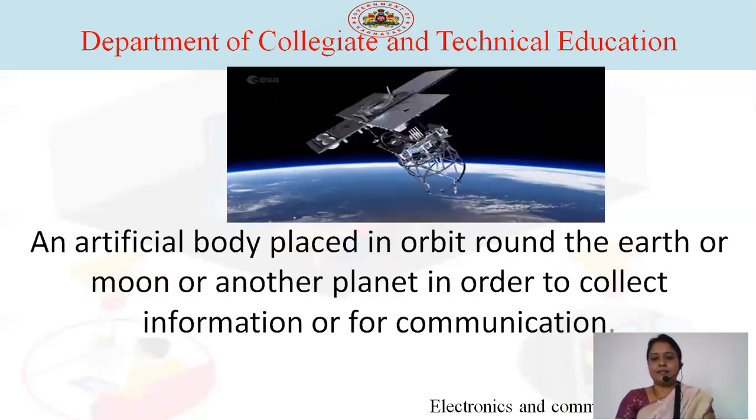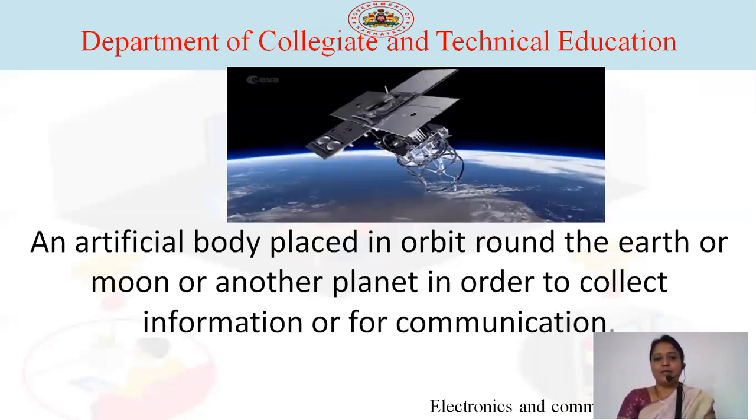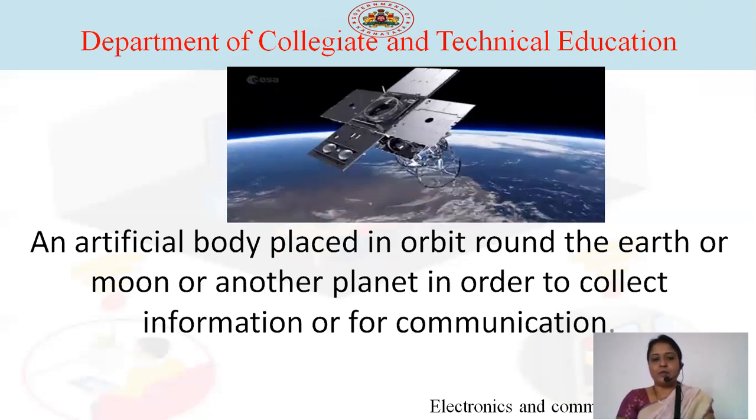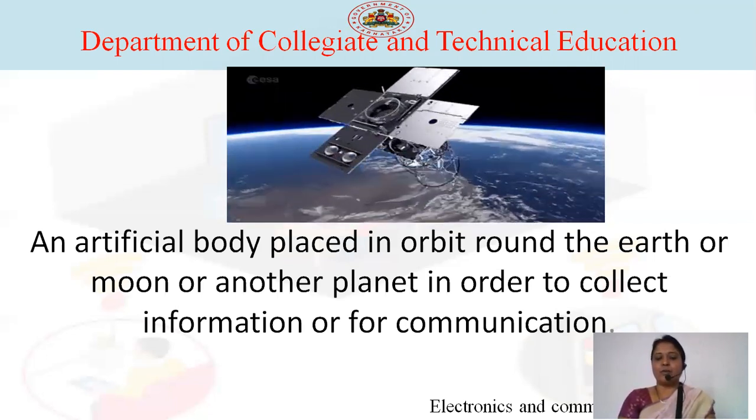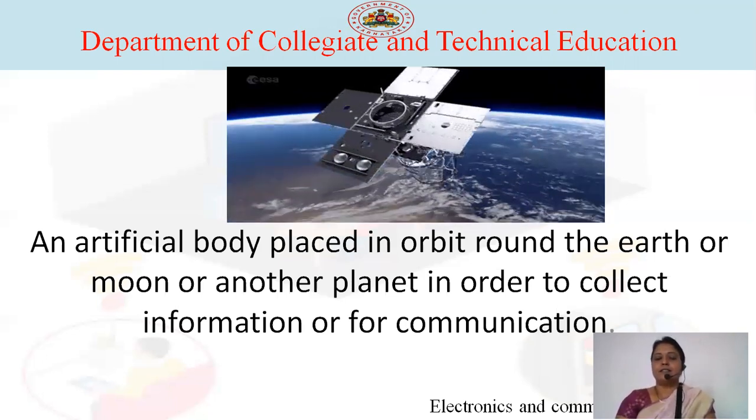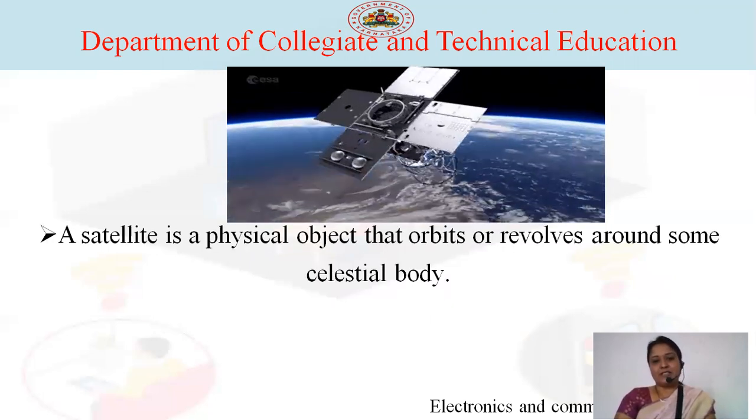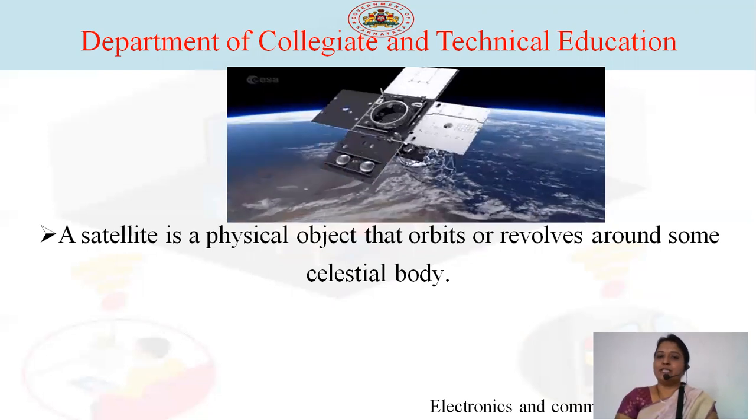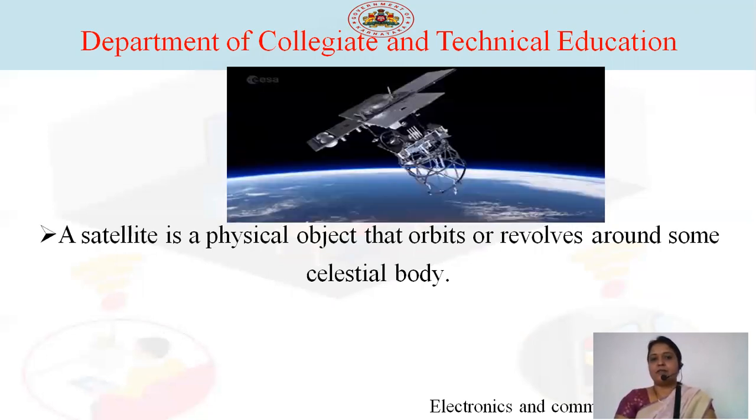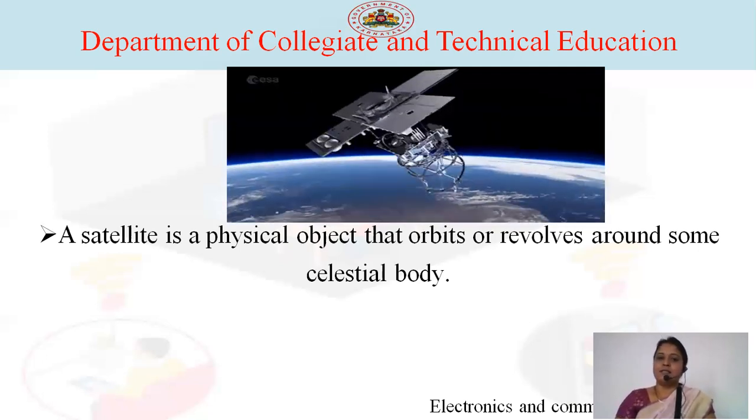Now what is a satellite? The definition for the satellite: an artificial body placed in orbit around the earth or moon or another planet in order to collect information or for communication. That is, a satellite is a physical object which revolves around some celestial body. The physical object which revolves around some celestial body, that is called the satellite.